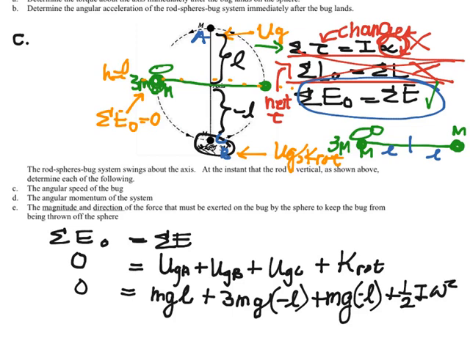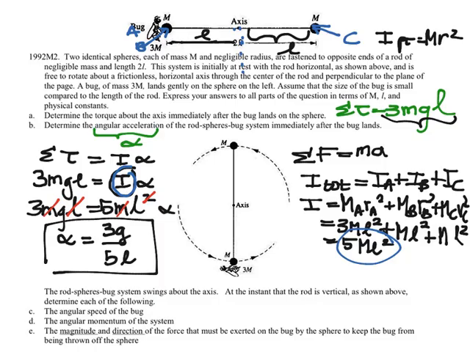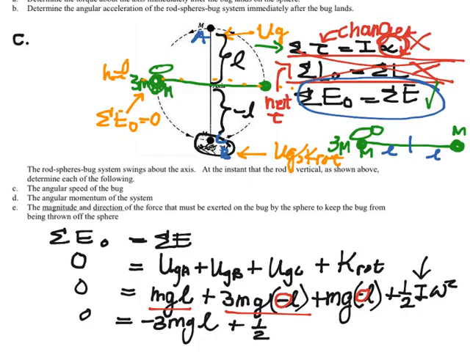Okay, so we can go ahead and add up our like terms. We have mgL, essentially minus 3mgL minus mgL, and this gives us 0 equals minus 3mgL plus 1/2. And in for my I, if we think back to part B, we know I is 5mL squared. So I have 1/2 times 5mL squared.